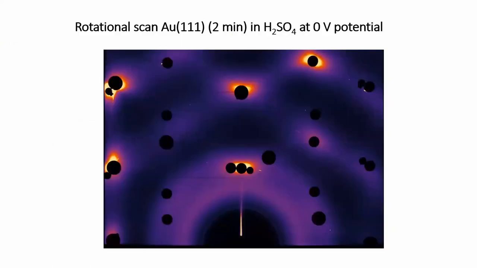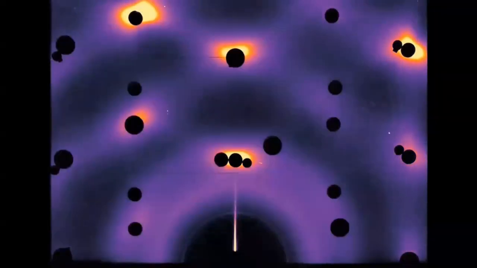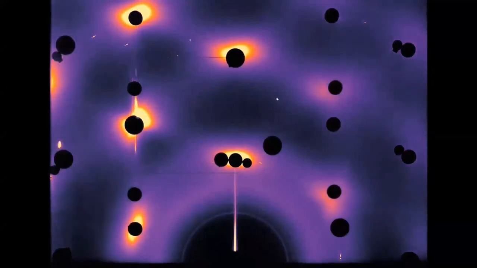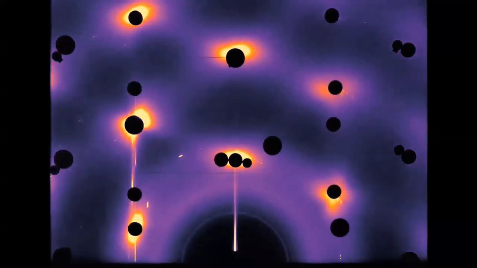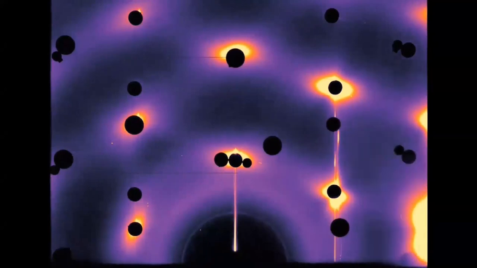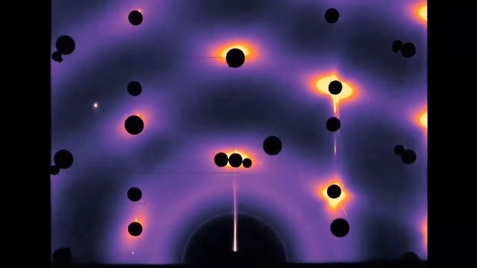So here is the gold 111 in sulfuric acid, at 0 volt potential. And now we are rotating the sample. These black dots protect the detector from the Bragg reflections here, but you see these additional intensities from the surface as we rotate the sample. So it's very nice, and of course it's very attractive and easier than a diamond.